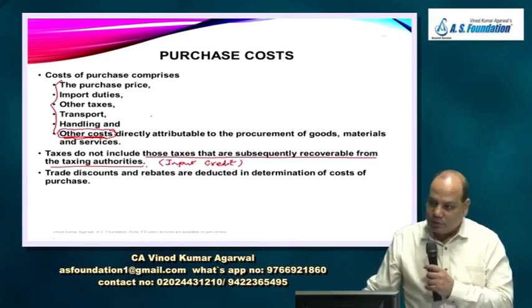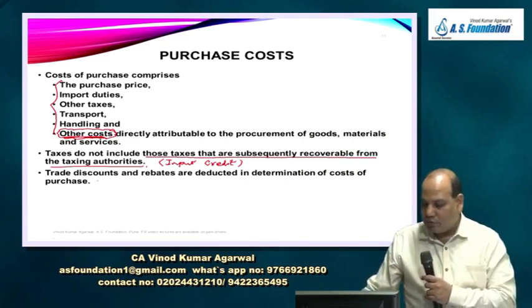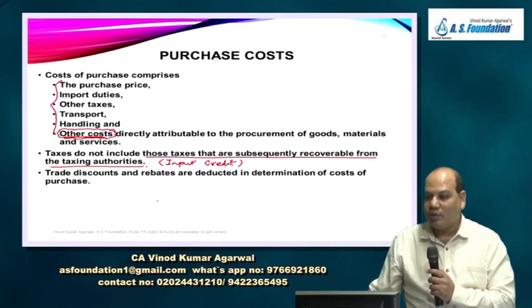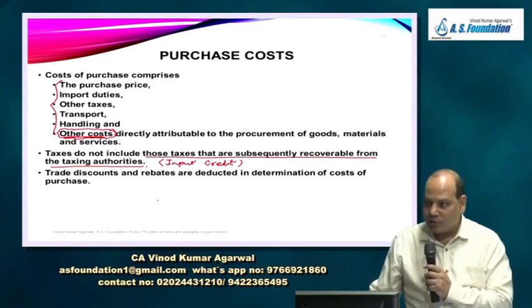But if input credit is not available on that item, then you will add it in the cost of the inventory. What about trade discount and rebate? When we buy in bulk, we get trade discount and rebate. Trade discount and rebate will not be shown as an income. Rather, the cost of the inventory will be reduced to that extent. Is it right?